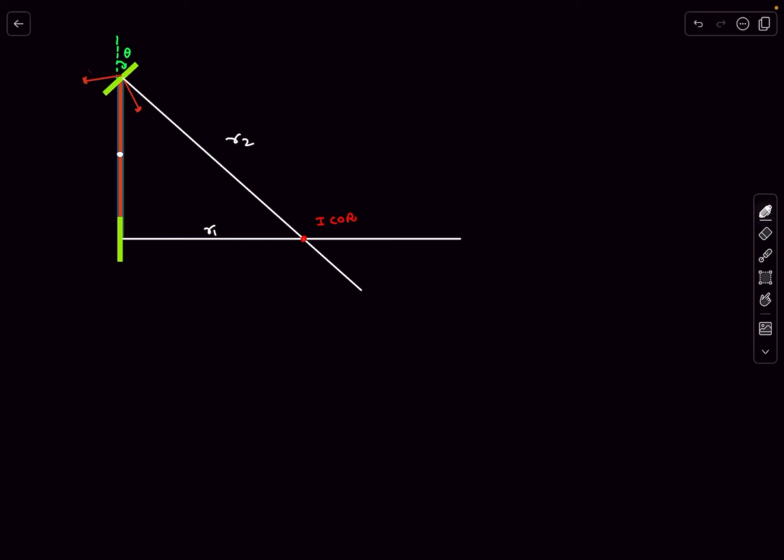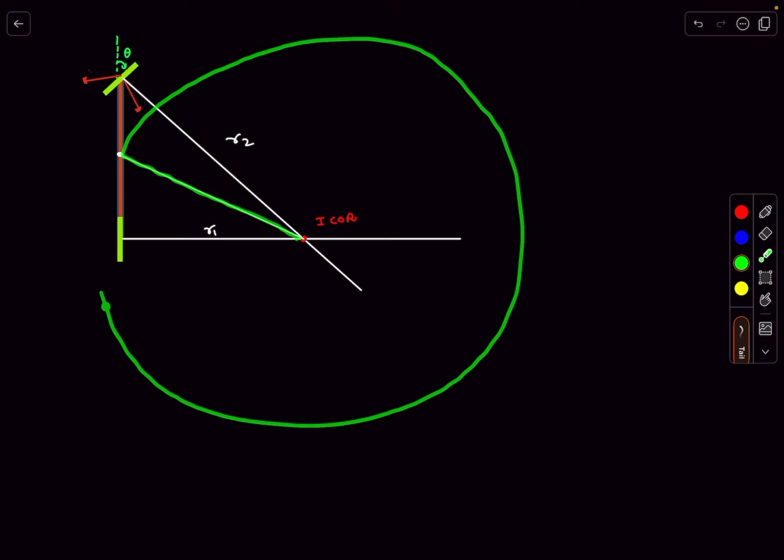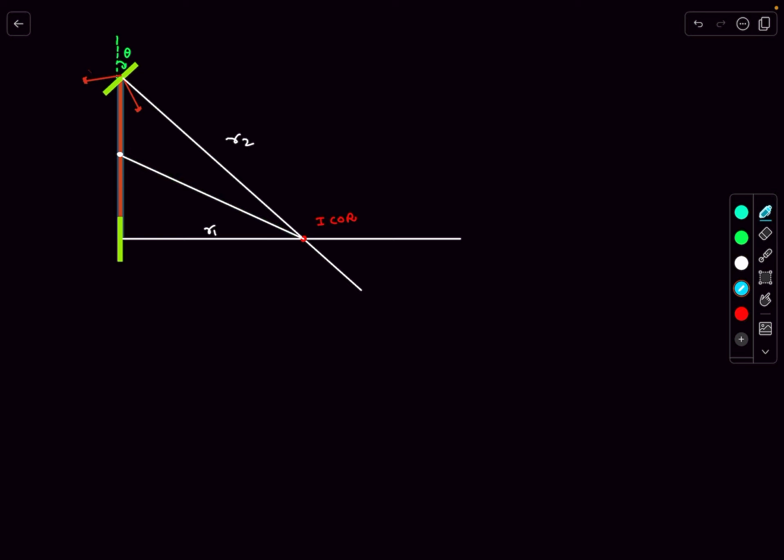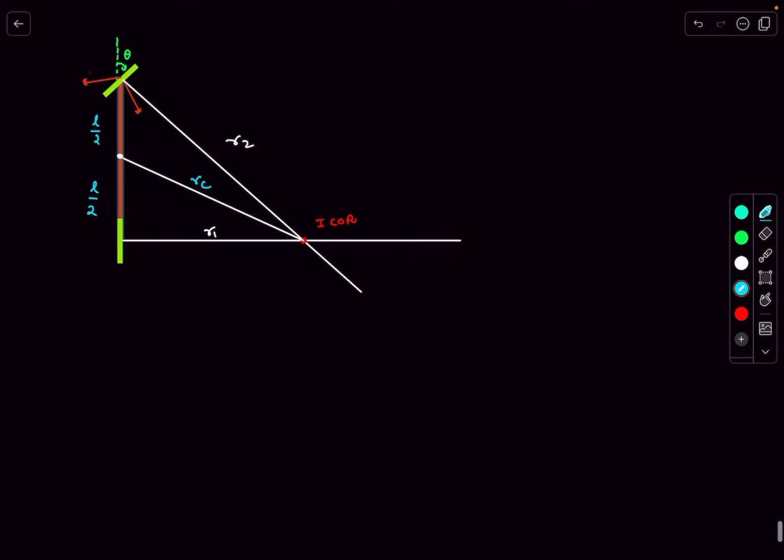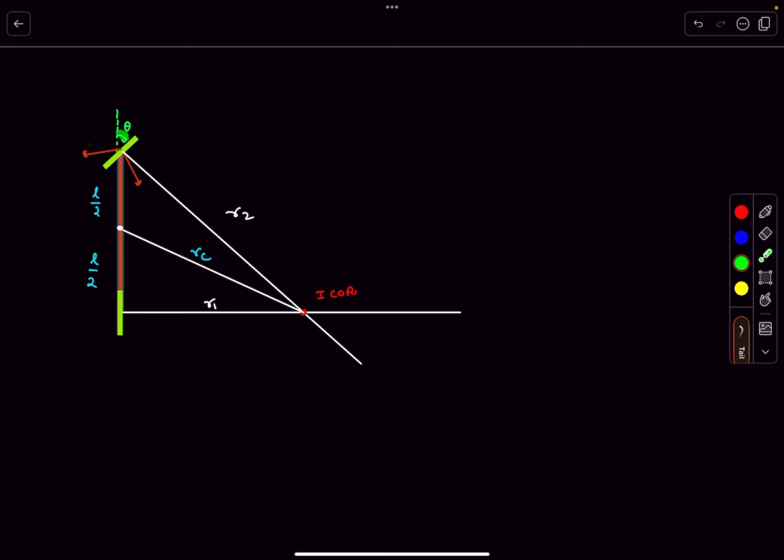With this, we can easily find out the radius of curvature of the center of mass, right? As the center of mass is a part of this rigid body, it's going to move along the circle with the green radius. All we have to do is find out this radius. Let's call it RC. These two lengths are equal, right? They're both equal to L by 2. Now this angle was given to be equal to theta, so this large angle will also be theta. So this angle over here is theta.